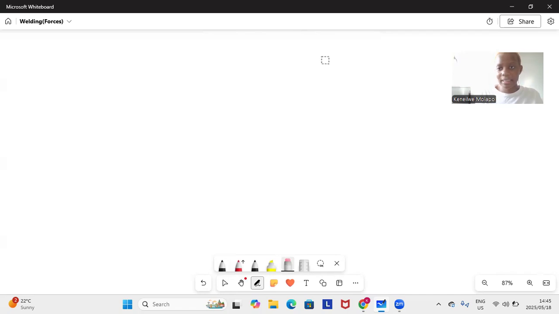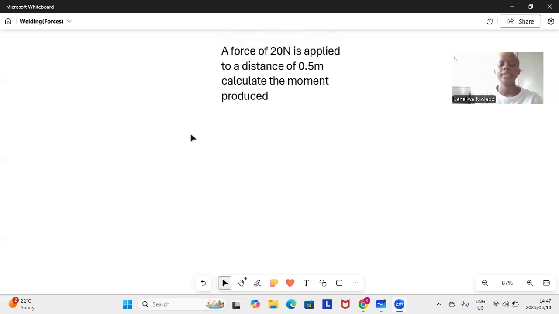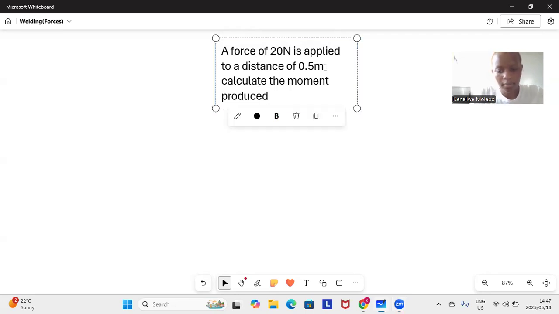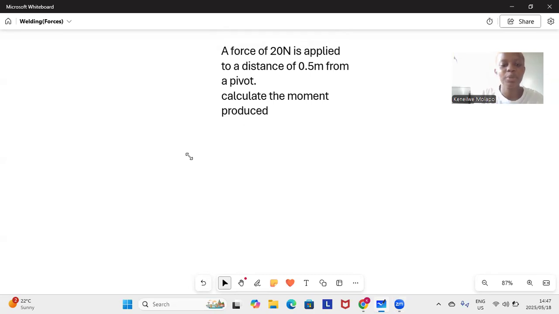After this, let me try and make questions. So now there is a question. They say a force of 20 N is applied at a distance of 0.5 m from a pivot. Then they say calculate the moment produced.